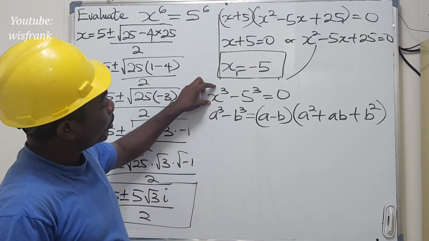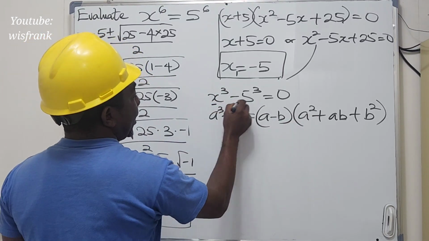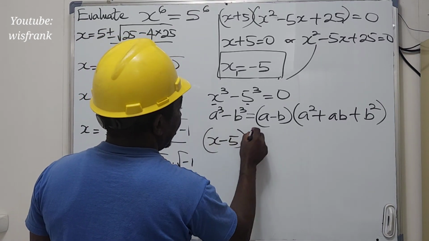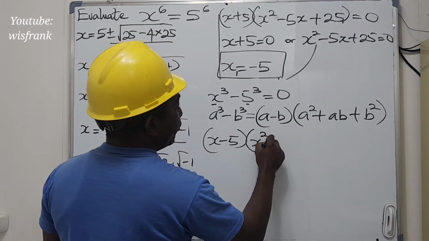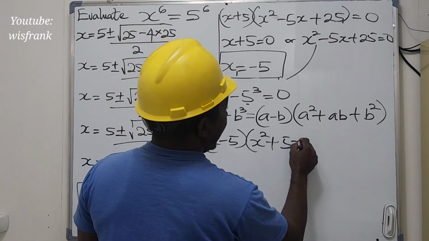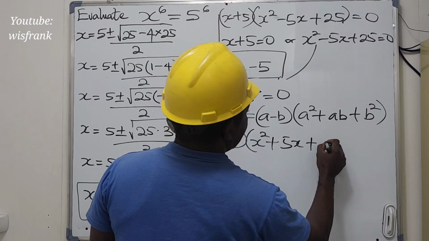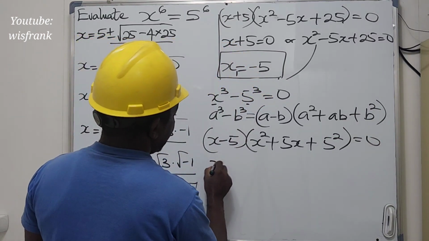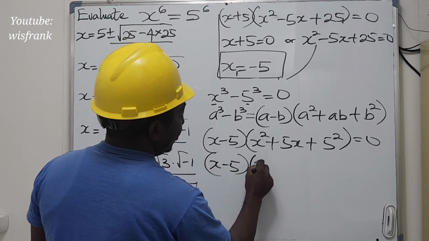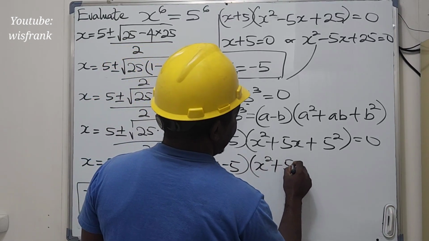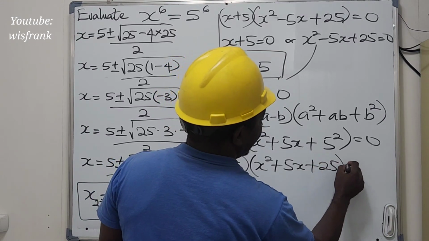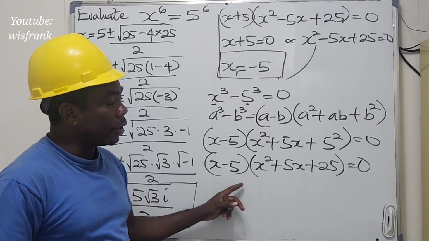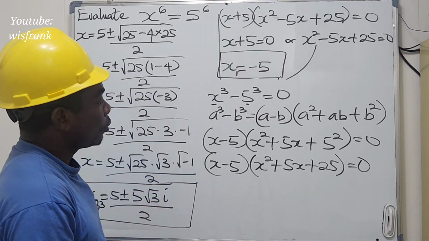So here we are going to express this in this format. So this is our a and this is our b. That will give us x minus 5 all into x to the power of 2 plus ab, which is 5x, plus b squared, which is 5 to the power of 2, all equals 0. This is the same thing as x minus 5 into x to the power of 2 plus 5x plus 25 equals 0. So in this case, we have two parentheses. It is either the first one equals 0 or the second one equals 0.